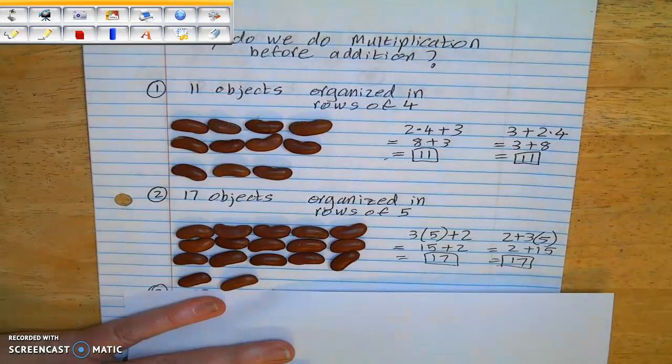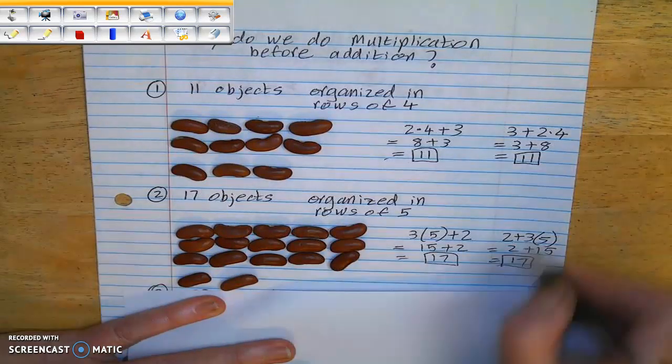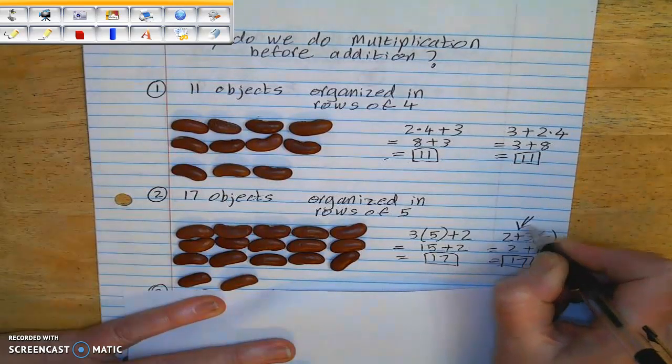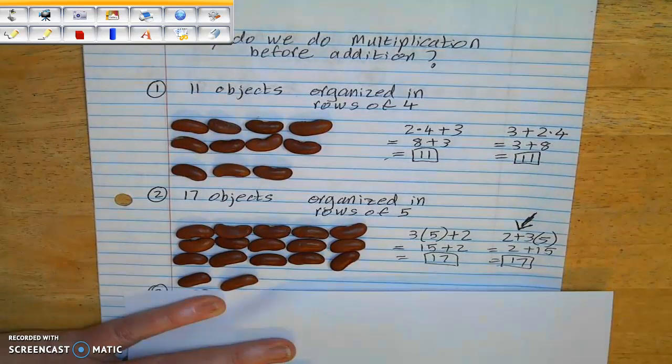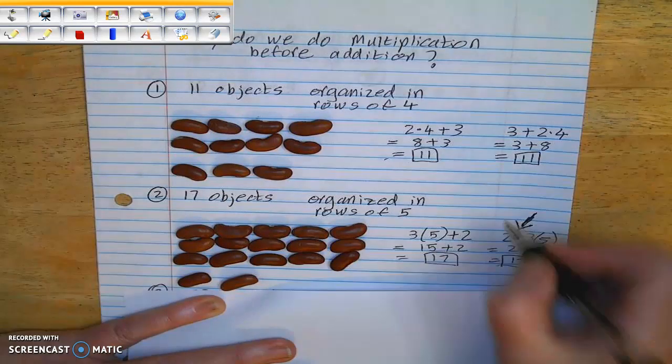Notice that this time I've used parentheses to denote multiplication instead of the multiplication dot. That's because I want you guys to get used to seeing that as a representation of multiplication. And in particular, right here, where I have 2 plus 3 times 5, you do not add that 2 and 3 first. You multiply the 3 times the 5 first. Very important.